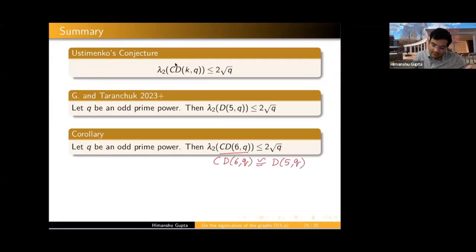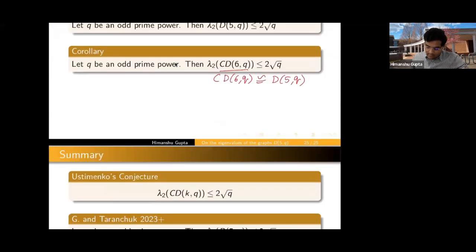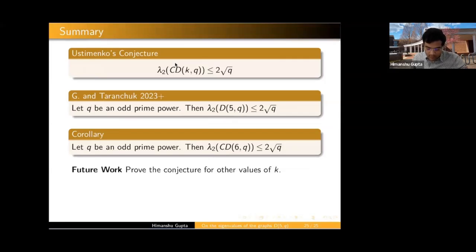Okay, so we have the result for D5Q, and we have the result for K equal to 6. For future work, we want to prove this conjecture for other values of K. The smallest open case is K equal to 7, maybe by using representation theory or maybe by using other techniques.